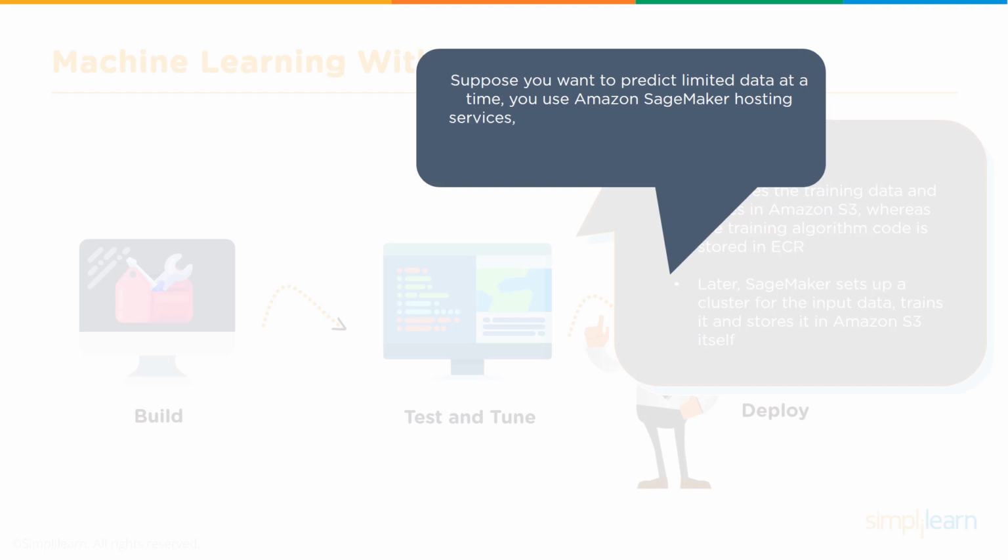So suppose you want to predict limited data at a time, you use Amazon SageMaker hosting services for that. Okay. But if you want to get prediction for an entire data set, prefer using Amazon SageMaker batch transform.